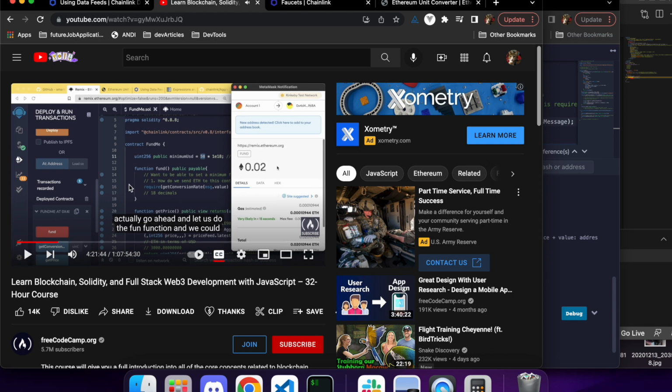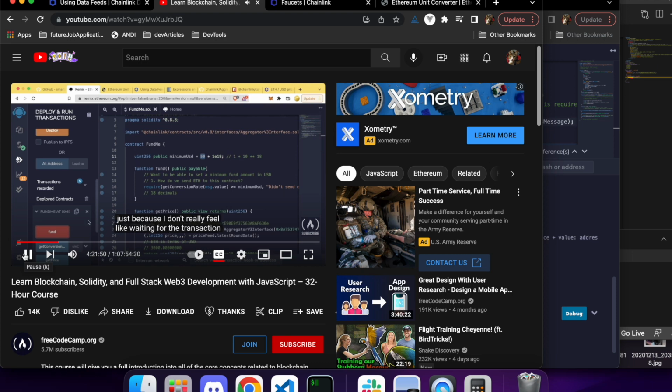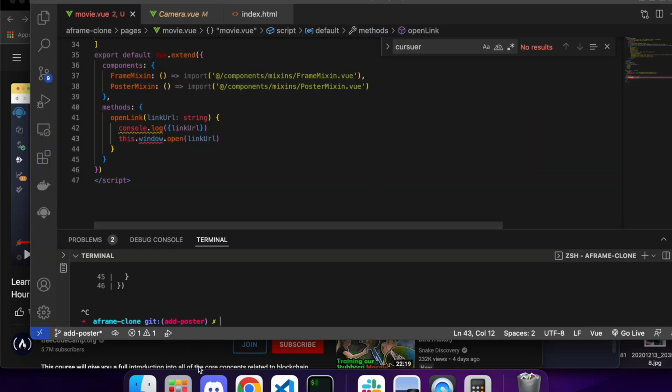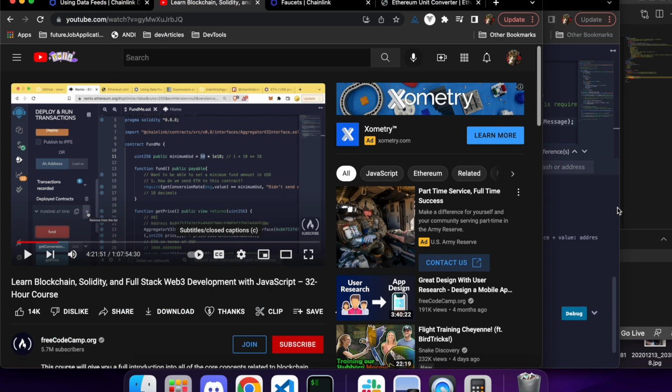I mean, is it though? Let's do the fund function and we could confirm it and it wouldn't fail. I'm gonna reject it for now just because I don't really feel like waiting. Okay, so. Yeah, that's literally exactly what I have.